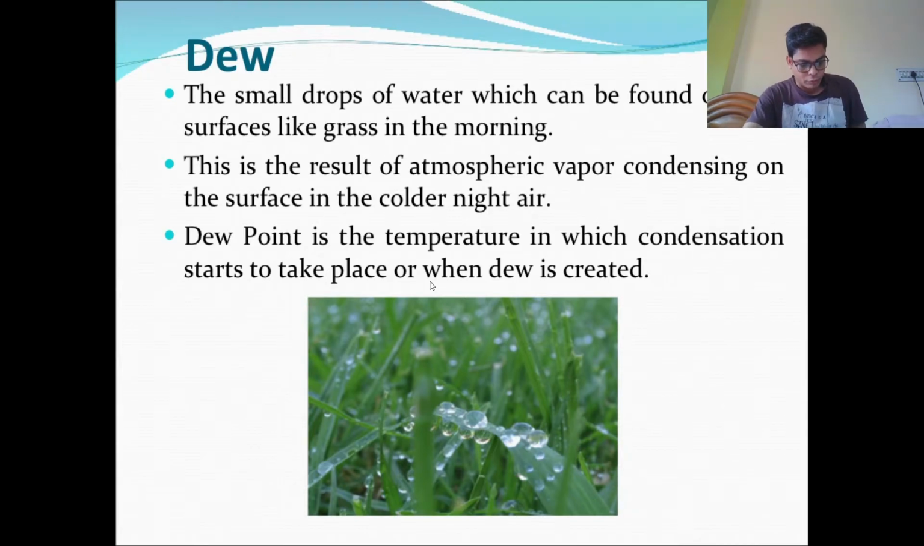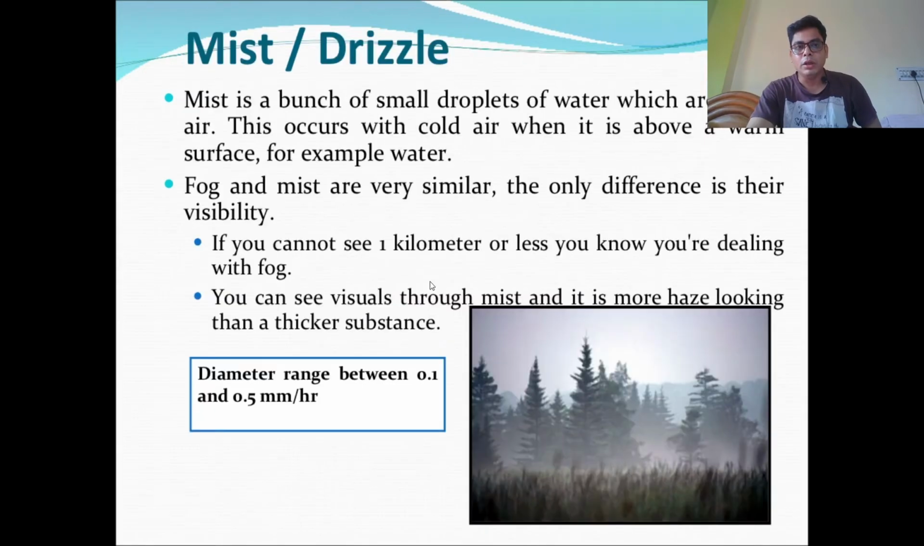As per your book, the surface of the earth becomes cool at night, and at that time when moist air comes into contact with the cold surface, the vapor is transformed into dew. Okay. So, this is the mist.